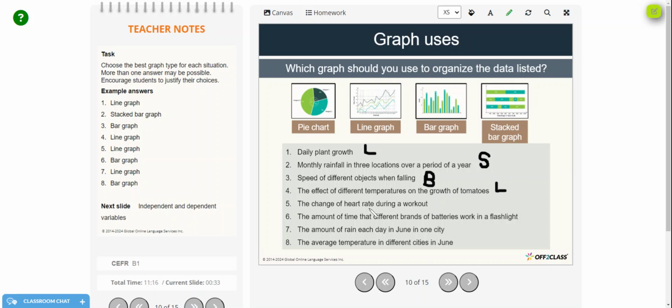The change of heart rate during a workout, line graph. The amount of time that different brands of batteries work in a flashlight, that would be a bar graph. The amount of rain each day in June in one city would be a line graph. And the average temperature in different cities in June, a bar graph.